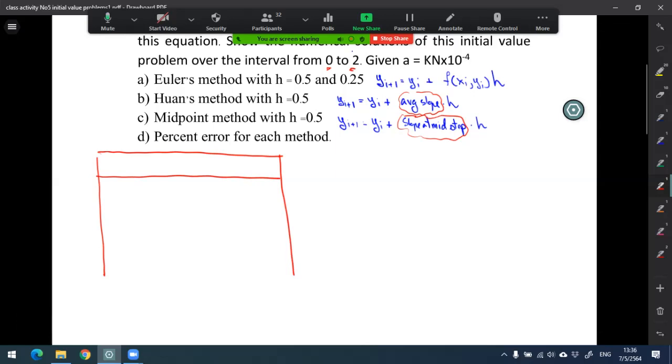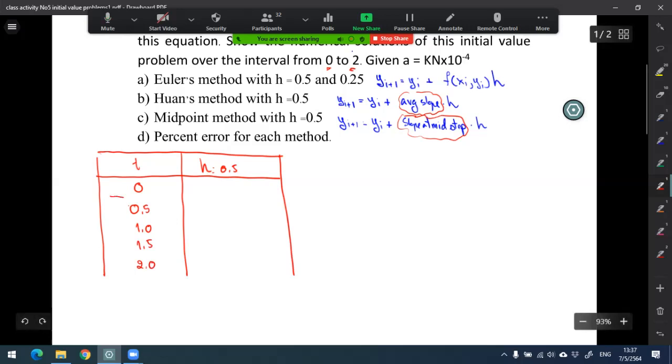Okay, for the Euler with step size h = 0.5, we will do the example by hand, and after that we may step to Excel for solving with step size h = 0.25. Okay, for time equal to 0, and if the step size is 0.5, then time becomes 0.5, 1.0, 1.5, and then 2.0, right? Okay.